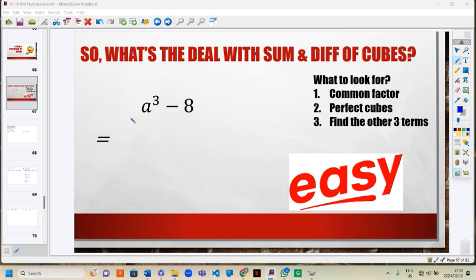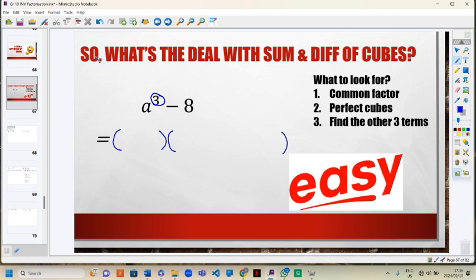Now our next thing I need to look for, are there cubes? There's no squares, so there's not a difference of two squares. I see that there's a cube. So now I know it's going to be a sum and difference of cubes, and this is how you do it. Same way that we did difference of two squares, we're going to have a small bracket and a humongous bracket.